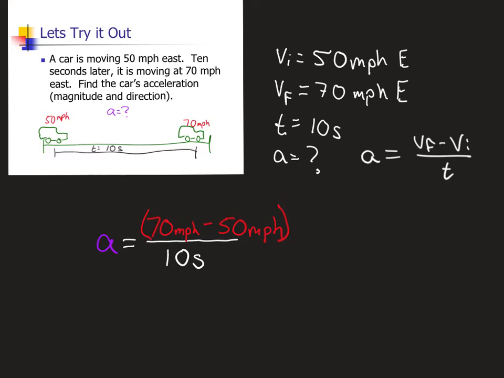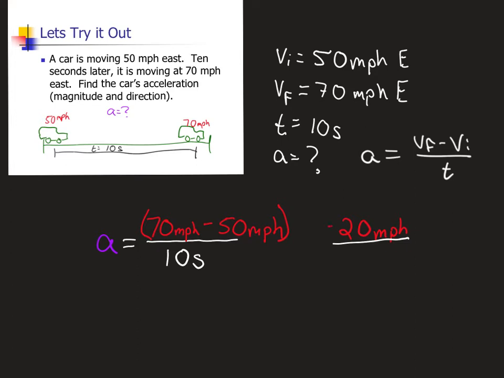Doing the next step shows me that my change in velocity is 20 miles per hour. Now that is an opportunity for us to check ourselves. Did I increase in speed? That means my change in velocity should be positive.